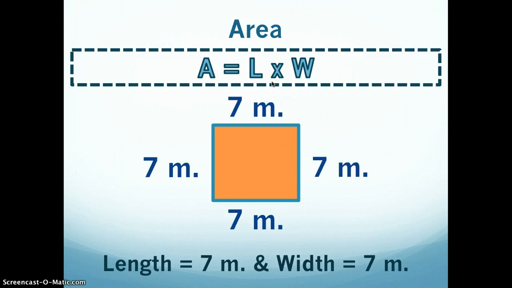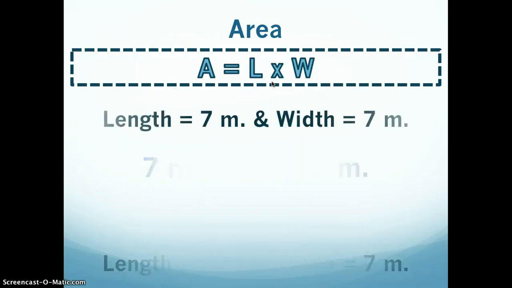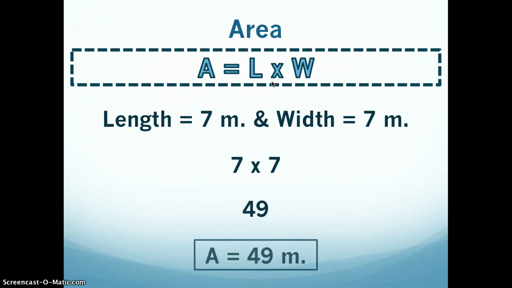You can do the same thing with a square. You know it's a square because all of the lengths are exactly the same size. Now, if you take 7 meters times 7 meters, the length times the width, you end up with a final area of 49 meters.